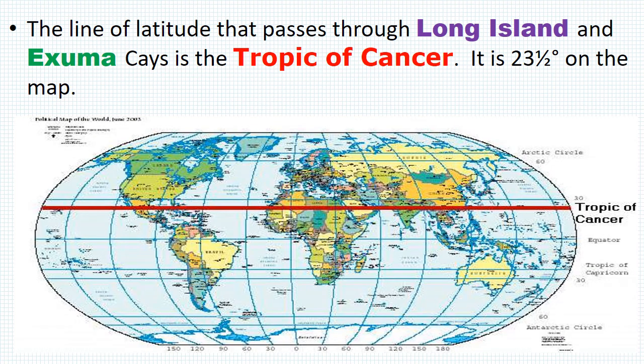The line of latitude that passes through Long Island and Exuma Keys in the Bahamas is called the Tropic of Cancer. Now, the measurement for that line is 23.5 degrees on the map. So the Tropic of Cancer passes through two of our Bahamian islands, and they are Long Island and the Exuma Keys.